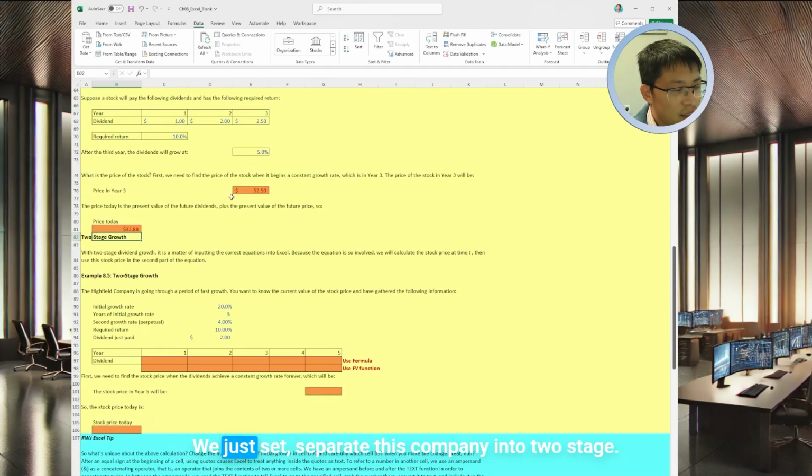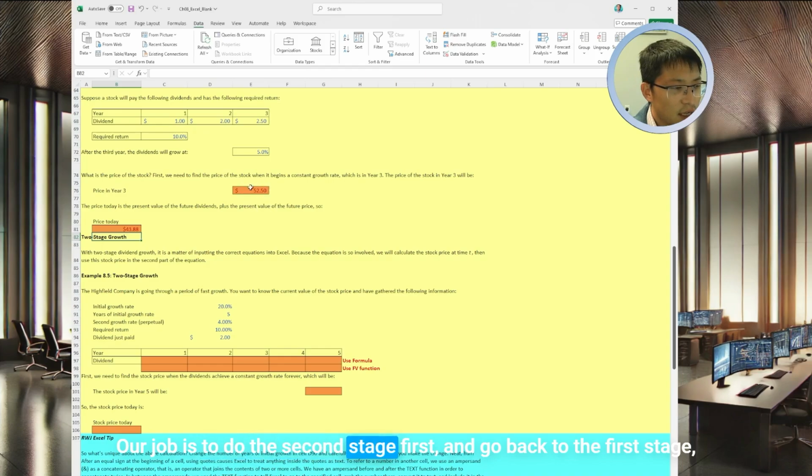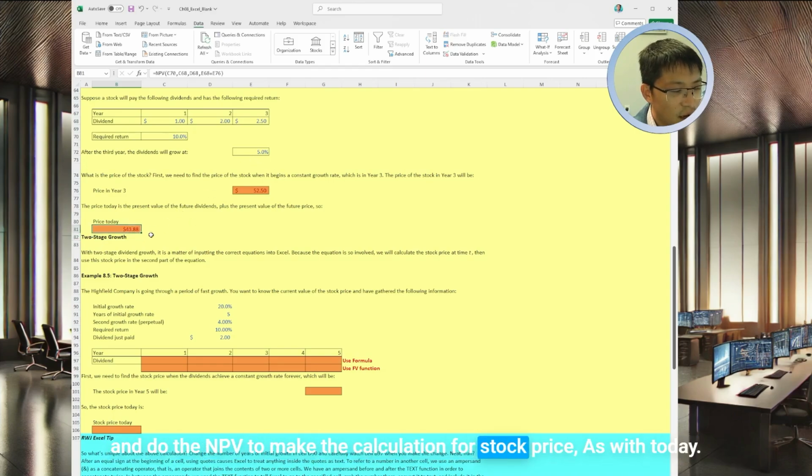If you think about the difference between this non-constant growth model and this constant growth model, all we're doing is we just separate this company into 2 stages: the constant growth stage, starting from year 3 all the way to forever, and back to the first stage, where we have non-constant dividend. Our job is to do the second stage first, and go back to the first stage and do the NPV to make the calculation for the stock price as of today, right?